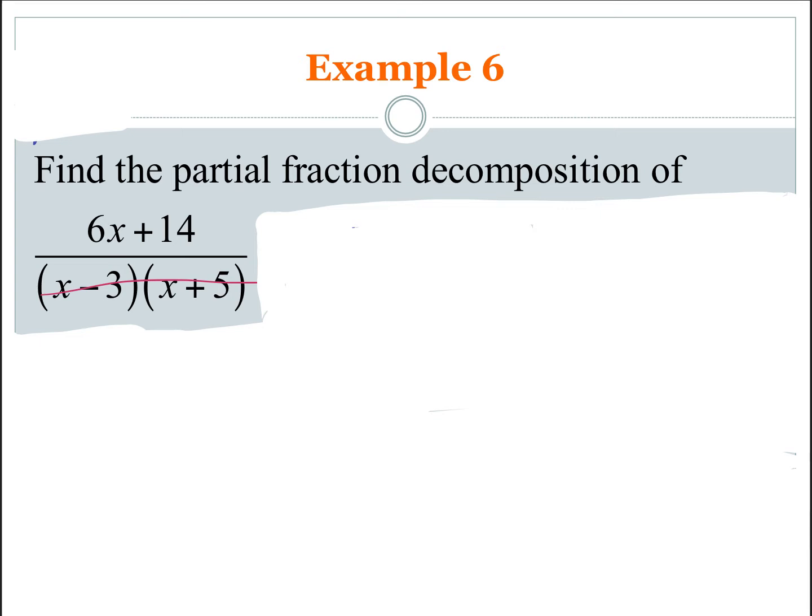So step 1 is factor. The denominator here is already factored for us, so we don't have to factor. Step 2 is split it up. So each part of the denominator gets its own fraction. So I have x minus 3 in my first part and x plus 5 in the second part. And then on the top, I'm going to make a and b.